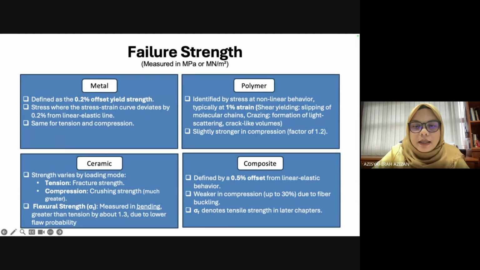So what we can say here is that the failure strength is a way to describe how much stress different materials can handle before the material breaks. The value of the failure strength varies. It depends on the type of material and also the type of loading.